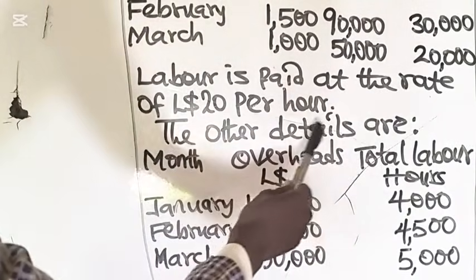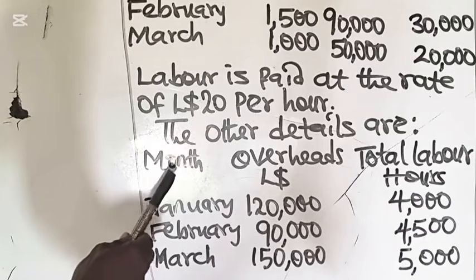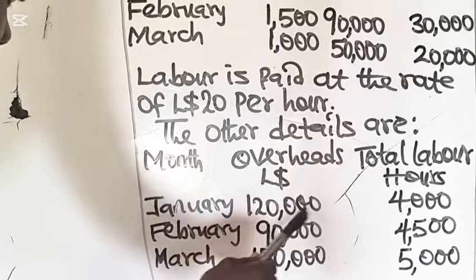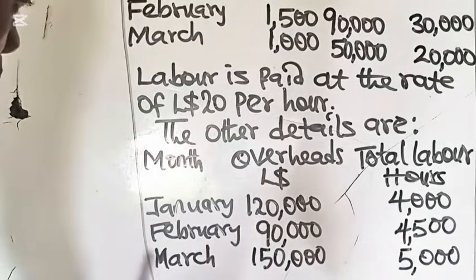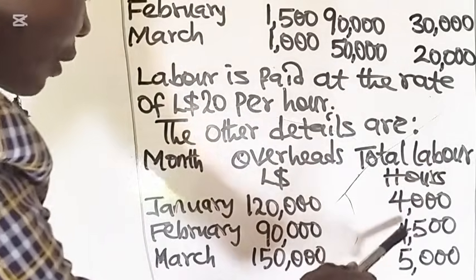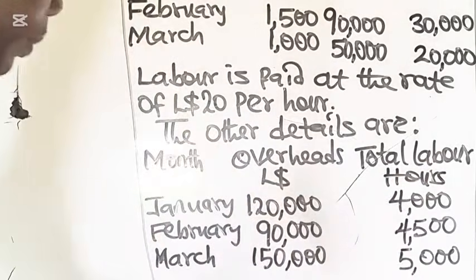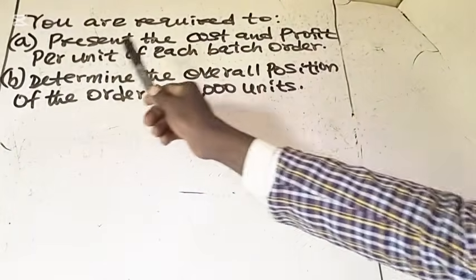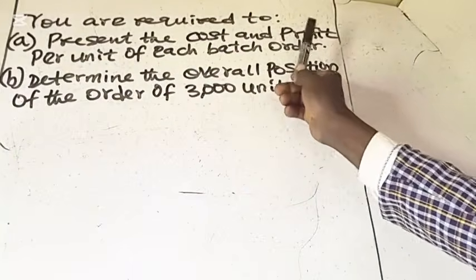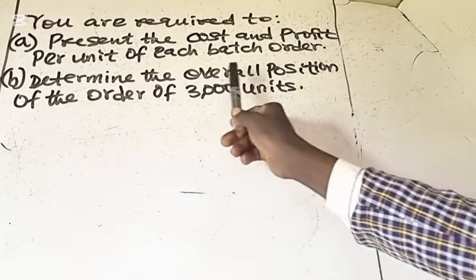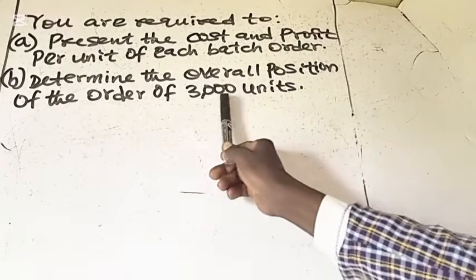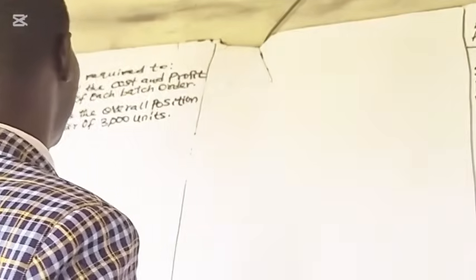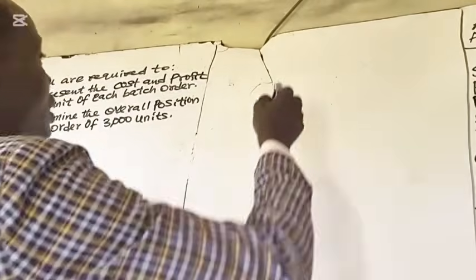The other details are, we have months of January, February, March. Then overheads in Liberian dollar, 120,000, 90,000, and 150,000. Total labor hours, 4,000, 4,500, and 5,000. You are required to A, present the cost and profit per unit of each batch order. B, determine the overall position of the order of 3,000 units. In the A part of the question, you are to present the cost and profit per unit of each batch order. Now, solution.